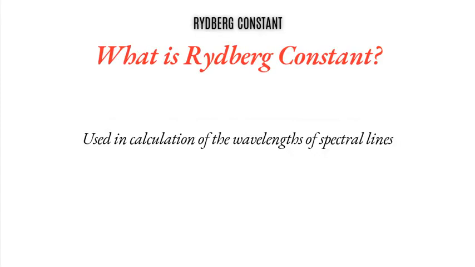What is the Rydberg constant? The Rydberg constant is a fundamental physical constant that appears in the Rydberg formula, which describes the wavelengths of spectral lines in hydrogen and other elements. It is crucial in the field of atomic physics and spectroscopy.